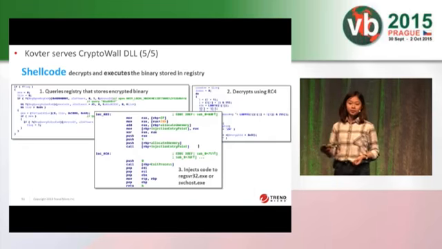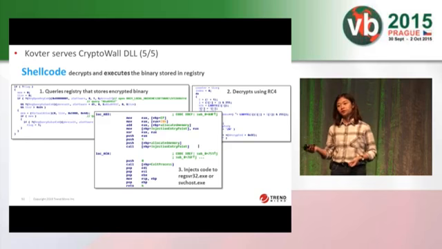The shellcode is just responsible for decrypting and executing the binary. First, it queries the other registry, and then it decrypts it using RC4. Afterwards, it injects the code to regsvr32 or svchost.